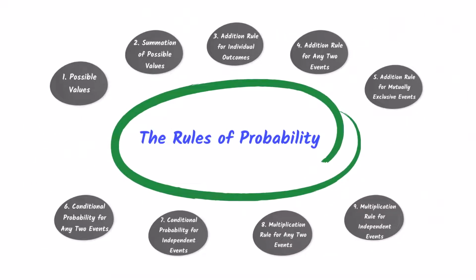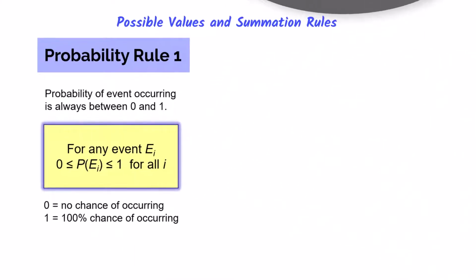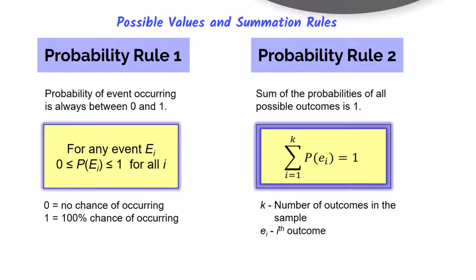So here are the 9 rules of probability. We will be covering each one, including some examples to explain how they work. The first probability rule is that the probability of something happening is always going to be between 0 and 1. 0 means it has no chance of happening, and 1 is a 100% chance of occurring. Probability rule number 2 states that when we add up all the probabilities of all the possible outcomes, it should equal 1. So let's see an example of how these two probability rules work together.